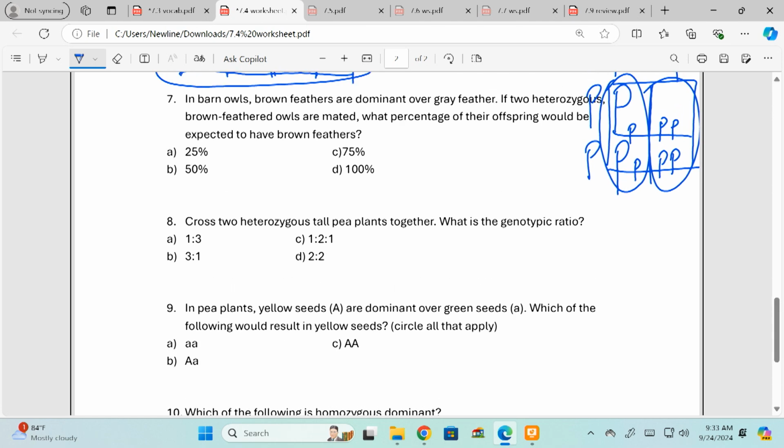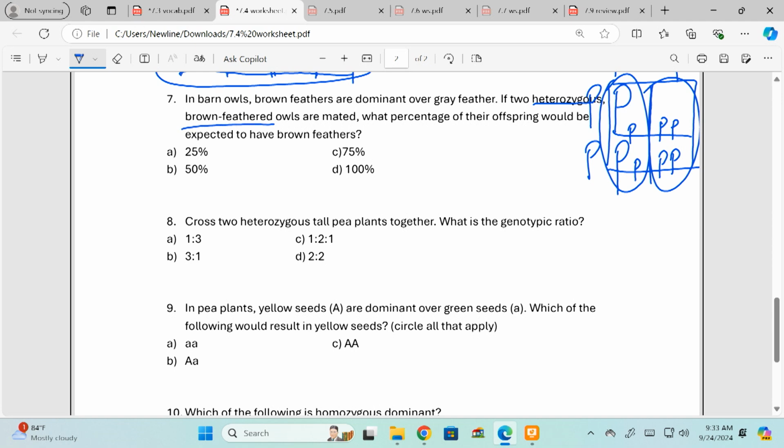So let's try 7. 7 says, in barn owls, brown feathers are dominant over gray feathers. If 2 heterozygous brown feathered owls are mated, what percentage of their offspring would be expected to have brown feathers? So this one's nice and easy. It's telling us what the genotypes are. It says heterozygous brown feathered owls.